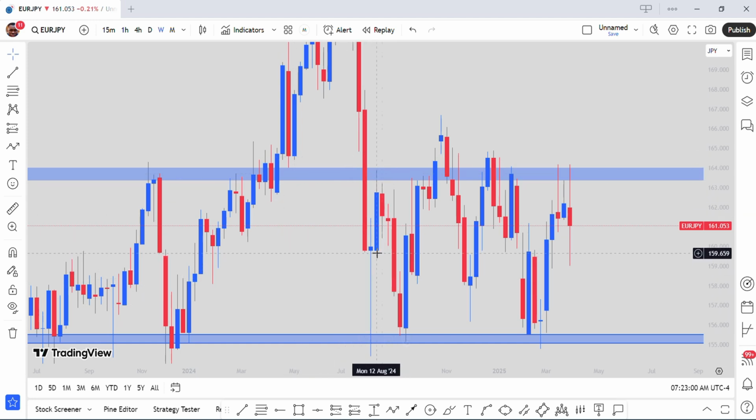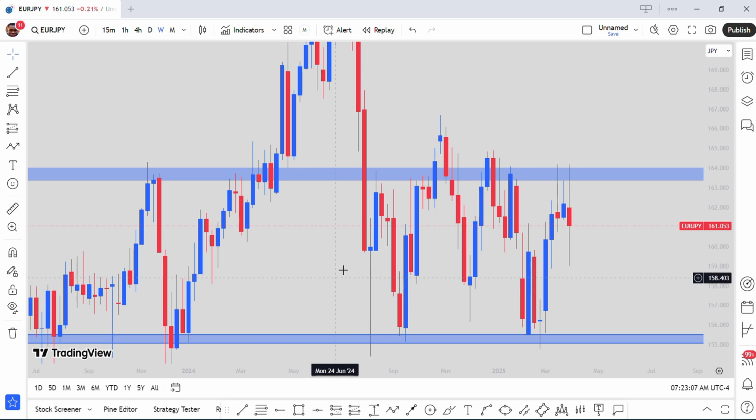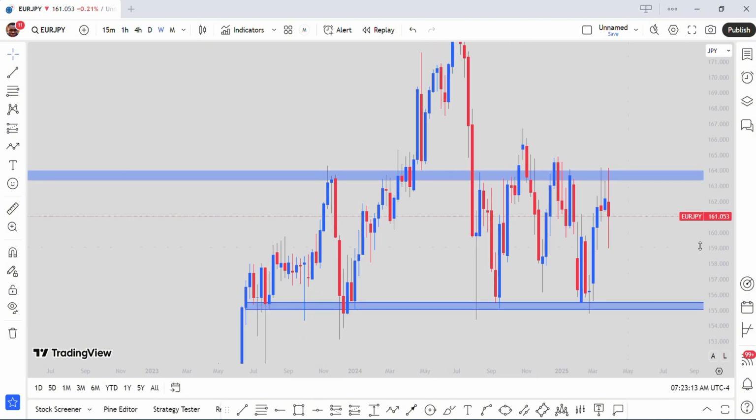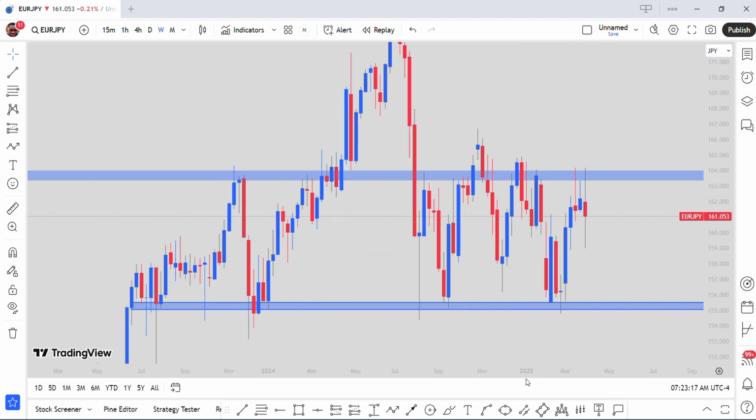I was expecting price to get here and stop and then continue heading higher. But instead, price creates an equal low. As you can see, this low is equal to this previous low. So price creates an equal low instead of a higher low. This signifies that there is not enough buying pressure in the market to continue pushing the market to the upside.